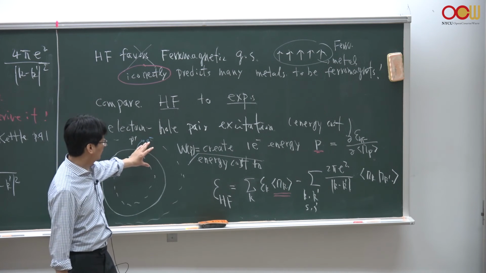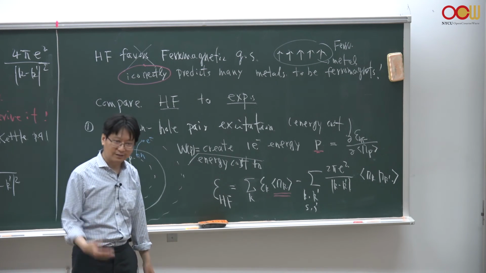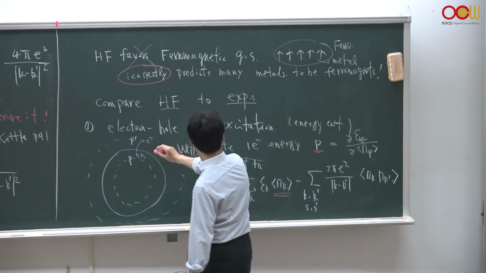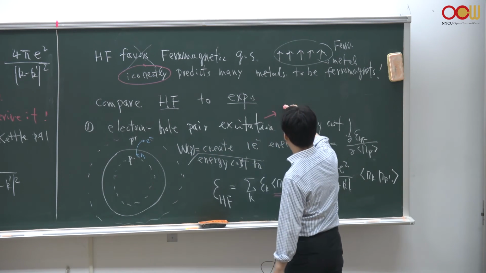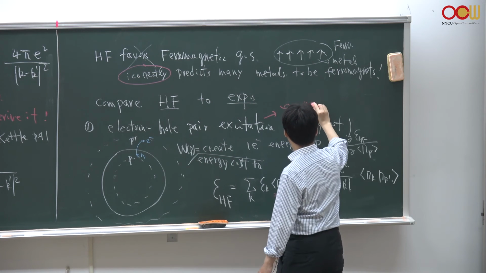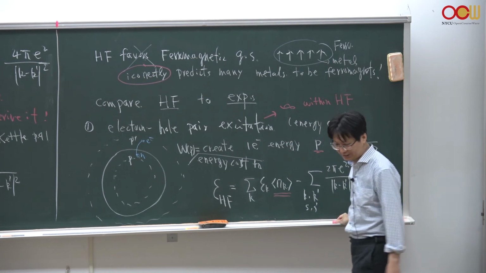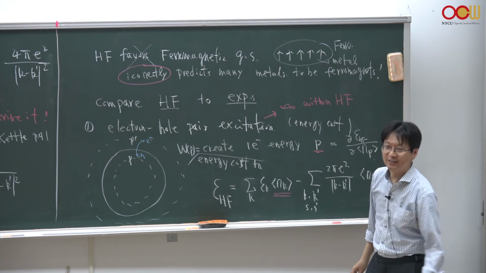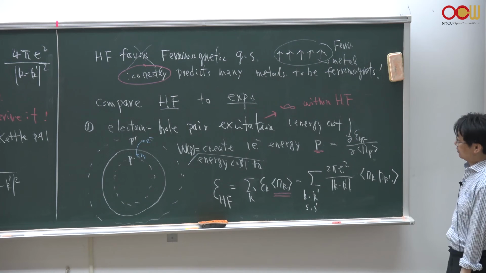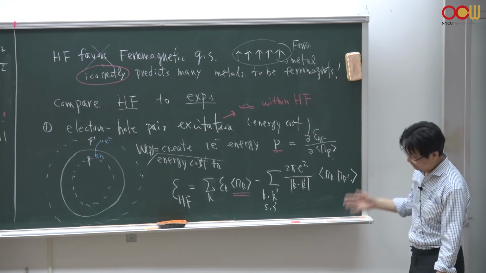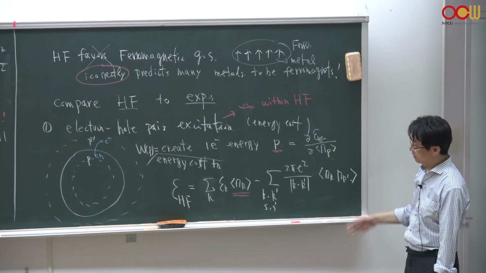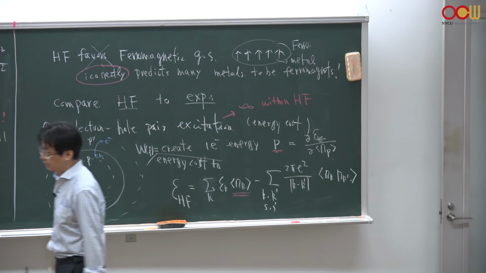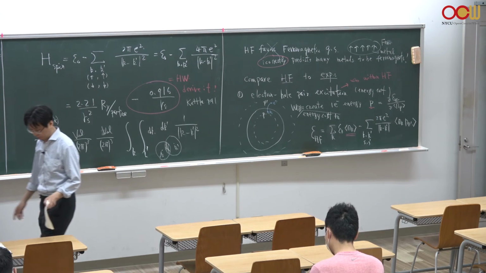But this energy within the Hartree-Fock really diverges. So let me just show you this final result. This is actually infinity within Hartree-Fock. So this is the final answer. A very disappointing answer. But even though the Hartree-Fock is not correct, not accurate, it is a very good starting point to address these many-body phenomena in metals.